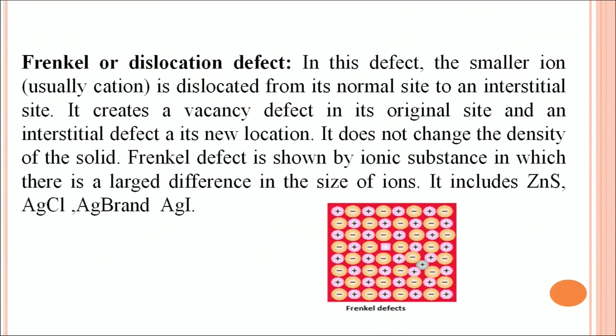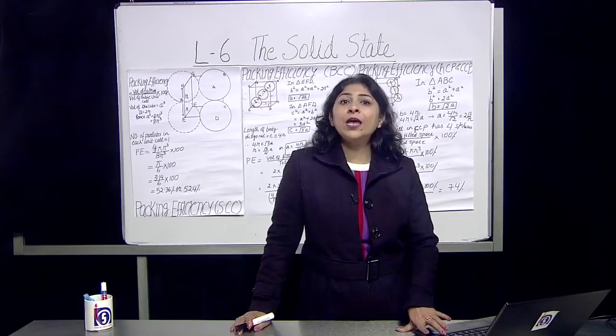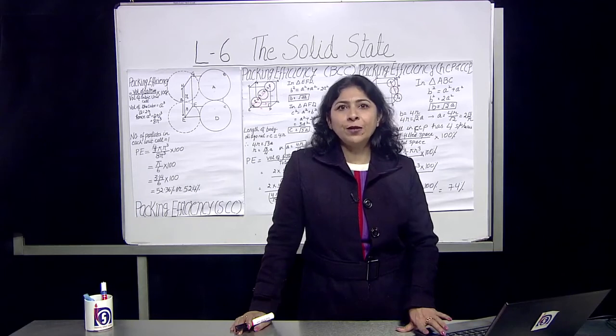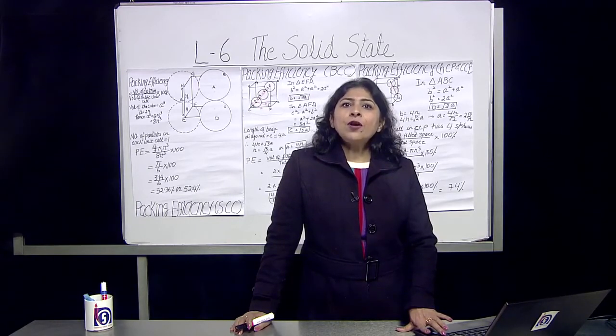Frenkel defect is shown by ionic substances in which there is a large difference in the size of ions. You know, cations are usually smaller and anions are a little bigger in size. So, that one will not be missing over there, or we can say that dislocation will be there. Now, Schottky defect.